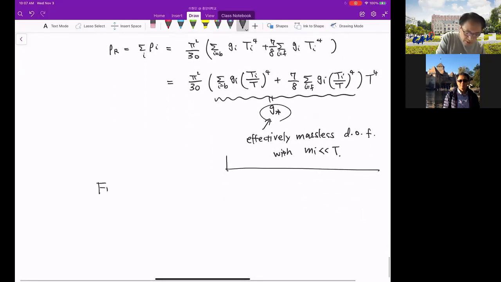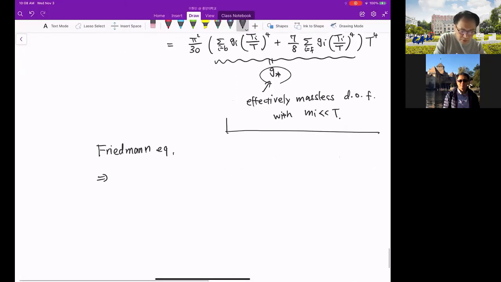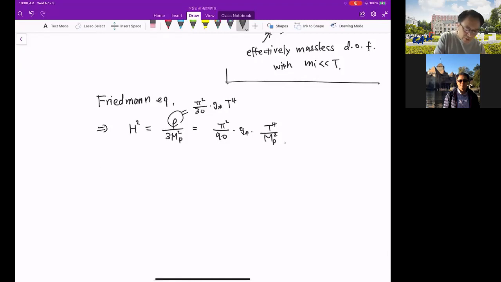And then just from the Friedmann equation, H squared equals rho over 3 times the Planck mass squared. And the rho we are replacing by the radiation energy density, that is pi squared over 30 times g star T to the fourth. Therefore, H squared is pi squared over 90 g star T to the fourth over M Planck squared, because this is radiation domination.